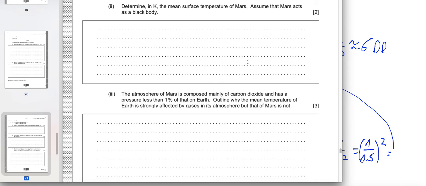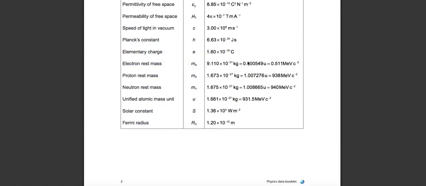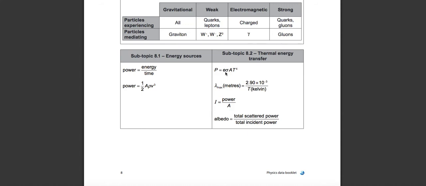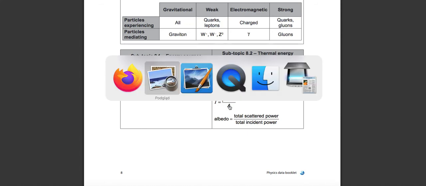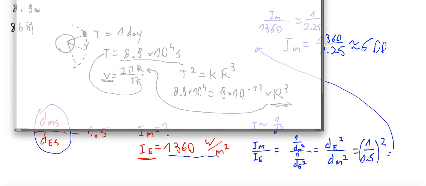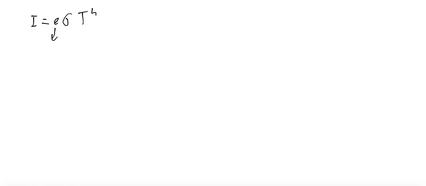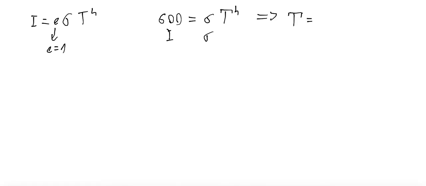Okay, determine in kelvins the mean surface temperature of Mars, assuming that Mars acts as a black body. Again, in your data booklet, in chapter 8, energy production, where is chapter 8? Here. Okay, you have the equation that power is emissivity constant times surface area times T to the power of 4, and intensity is power over area. So you can write that intensity, which is power over area, is emissivity constant times sigma times temperature to the power of 4. Assuming Mars acts like a black body means that emissivity is equal to 1. So you have 600, which is equal to sigma, given in your data booklet, times T to the power of 4. By using this, you can calculate the temperature at the surface of Mars.